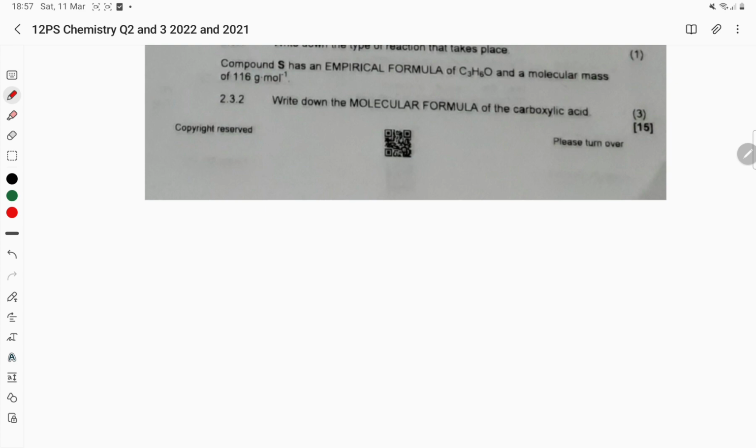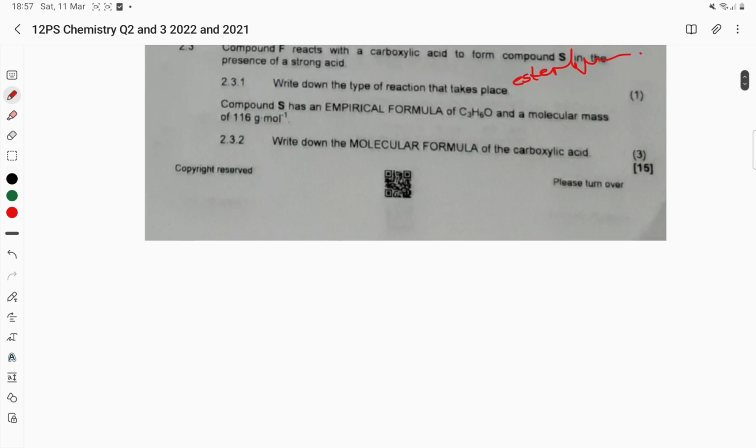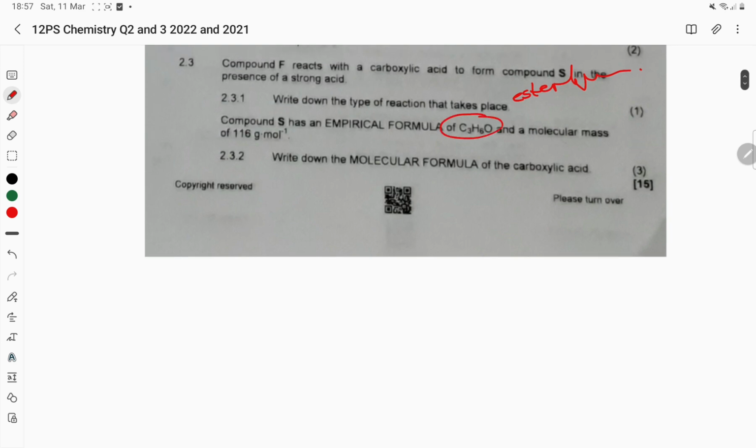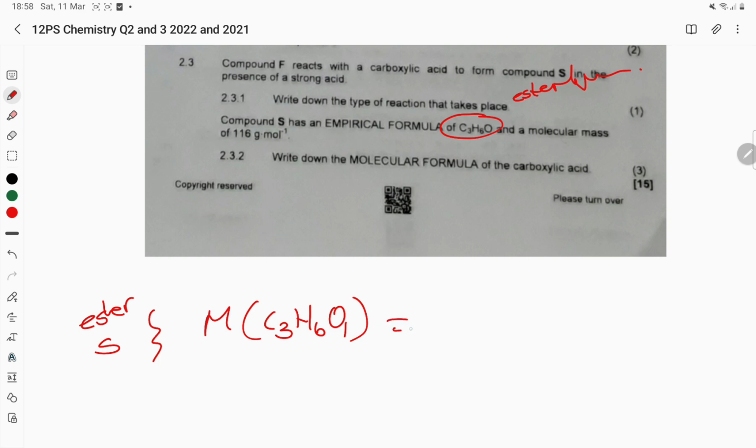Okay, so the plan is to find the mass value of this empirical formula, which will be 58, and then we take the molecular mass as the mass of the molecule. Let me just say that again. Now we have to work out the mass value of this empirical formula, and we're going to take this for the ester. Can you write this down? And if we work that out, we get 58.